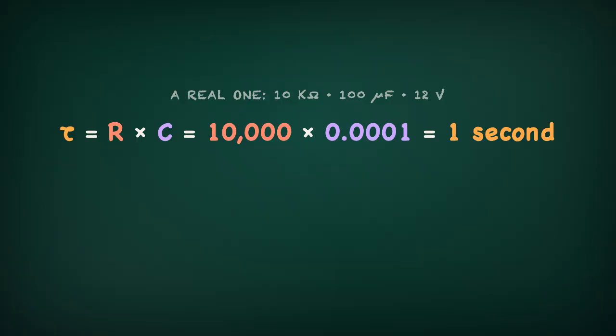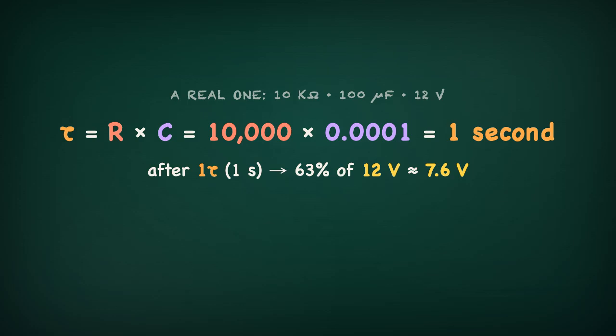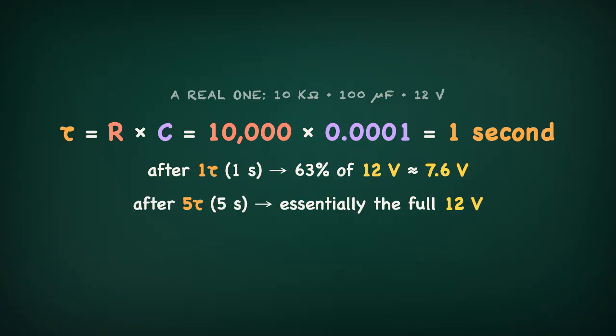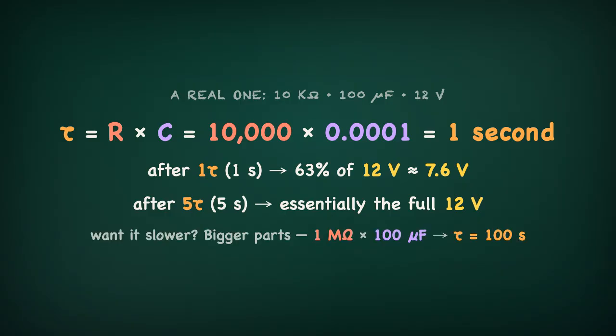Let's do a real one. A 10 kilo ohm resistor and a 100 microfarad capacitor. Tau equals 10,000 times 0.0001. That's 1 second. So after 1 second, 1 tau, the cap sits at 63% of 12 volts, about 7.6. After 5 seconds, 5 tau, it's reached essentially the full 12 volts.